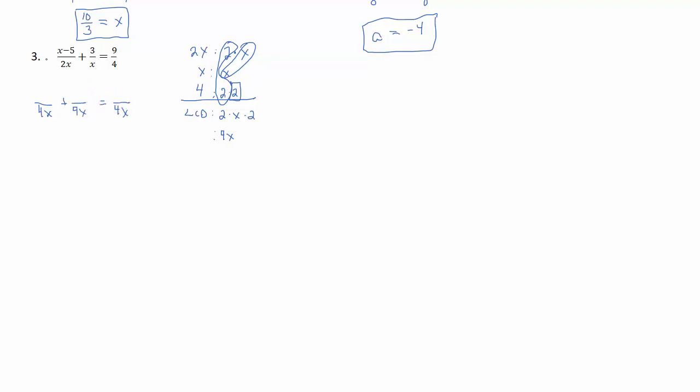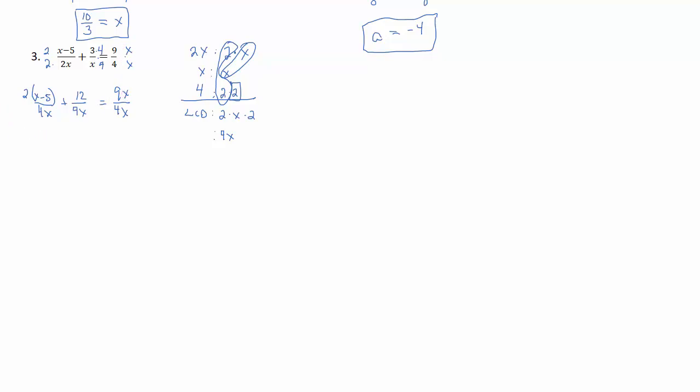and ask myself, what do I have to multiply 2x by to get 4x? I multiply by 2. So 2 times, now be careful here, this is a binomial, so we have to put that in parentheses. Okay, what do I have to multiply x by to get 4x? Just 4. So 3 times 4 is 12. And what do I have to multiply 4 by to get 4x? Just x. So I get 9x here.